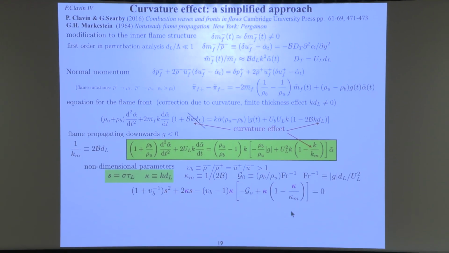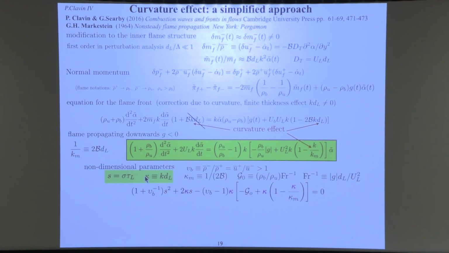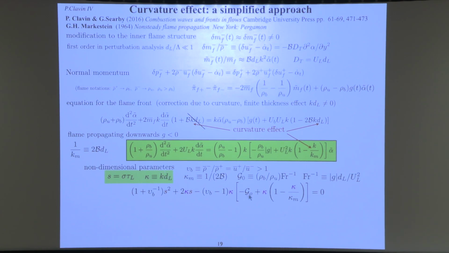If you have this equation, you find that kappa is the reduced wave number, reduced by the flame thickness, and now you have a term here coming from the acceleration g, with a sign depending on whether the heavy fluid is above or below the flame, depending on the propagation. This is the inverse of the Froude number, and this G is simply proportional to UL squared divided by DL.